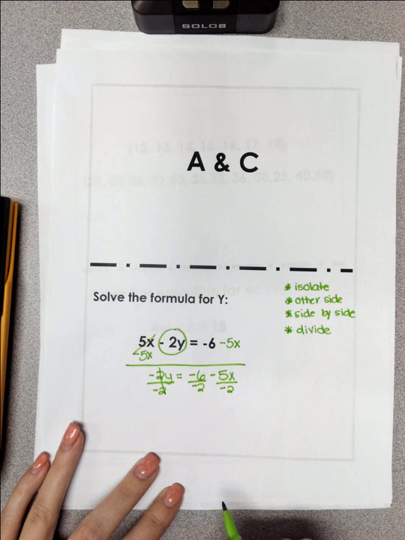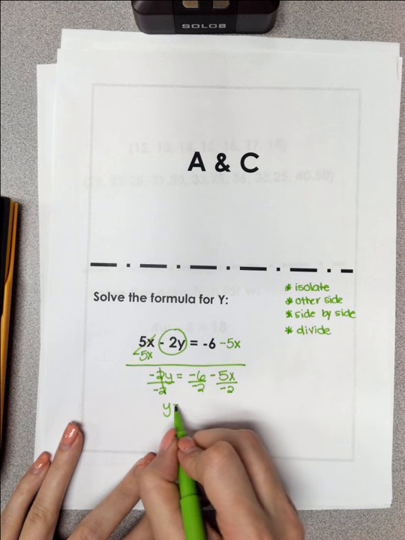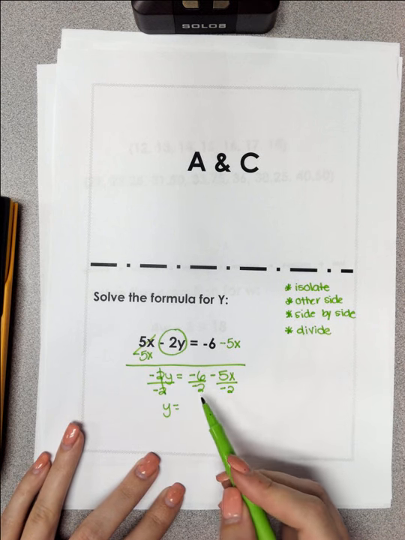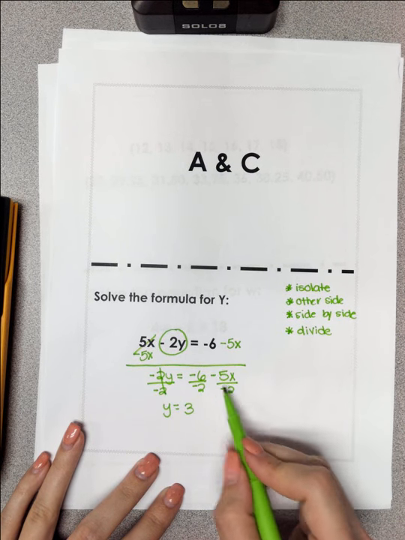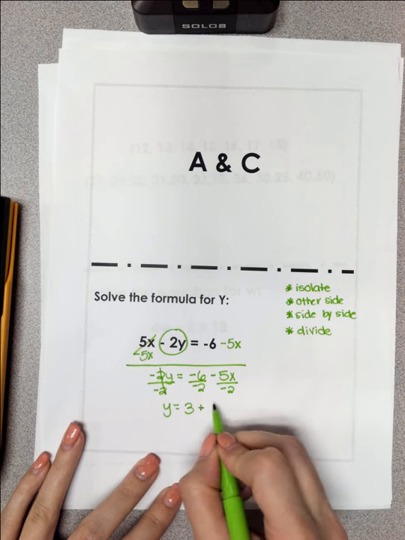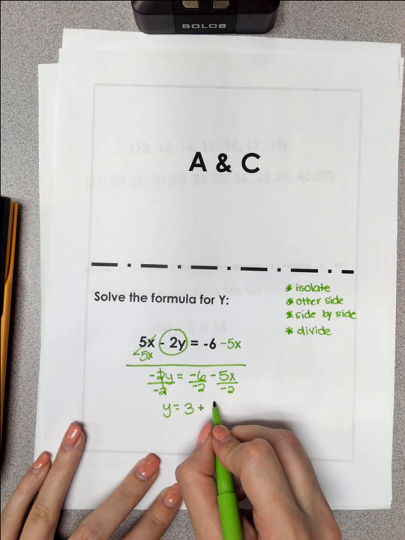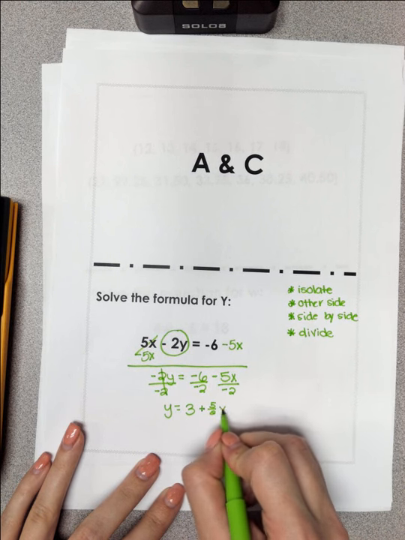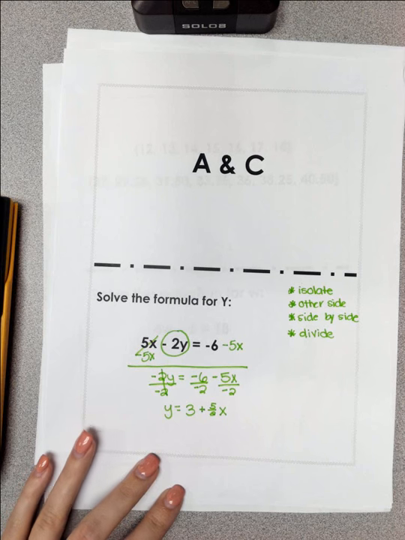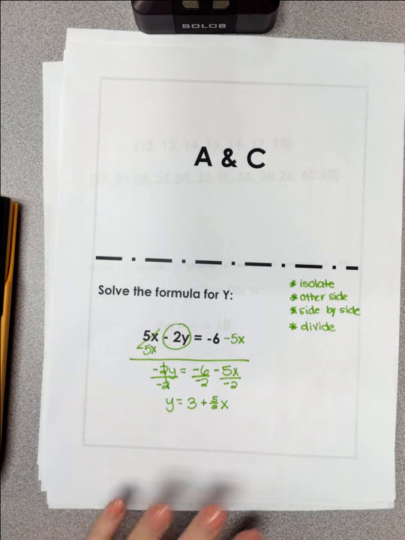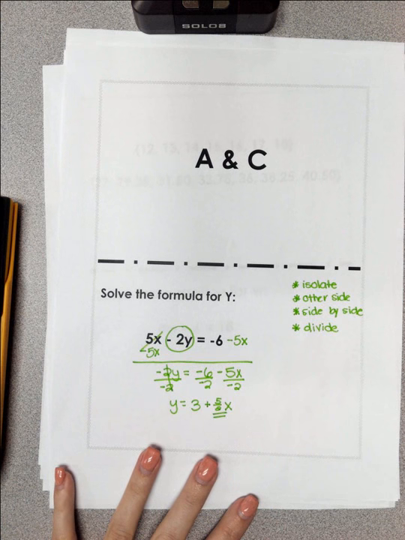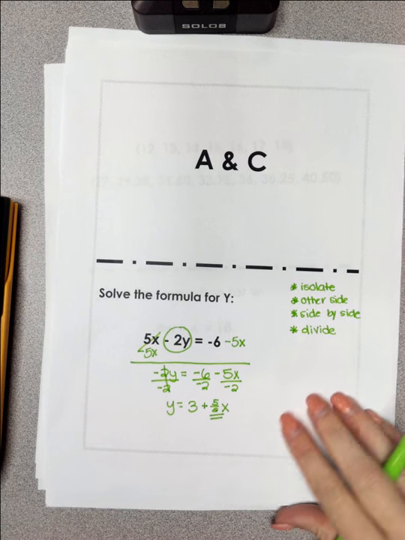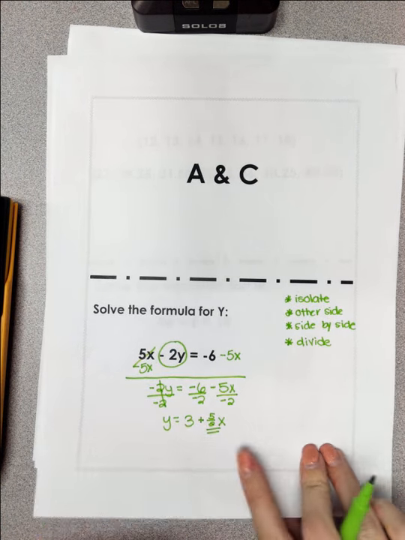Those equal 1, so they're gone. Y equals, a negative and a negative is a positive 3. Negative and a negative is a positive. 5 over 2 doesn't reduce, so I'm just going to leave it 5 over 2x. Okay, bonus question, what's the slope? 5/2. Whatever is in front of the x. So we need y equals 3 plus 5/2 x.